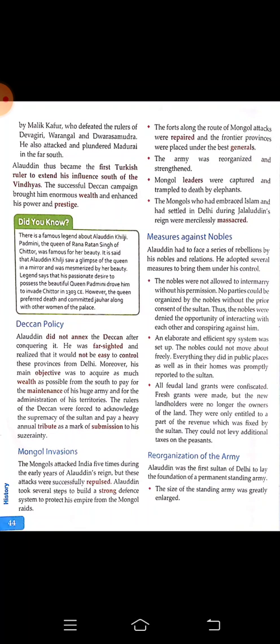Next comes Mongol invasions. The Mongols attacked India 5 times during the early years of Alauddin's reign, but these attacks were unsuccessful. After these attacks, Alauddin Khilji took several steps. First, he built many forts along the route adopted by the Mongols to attack.